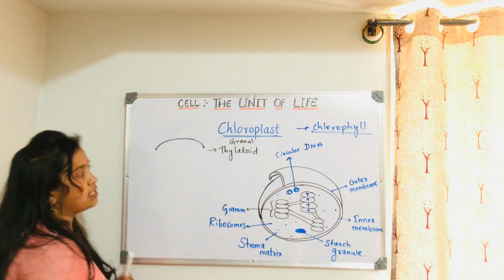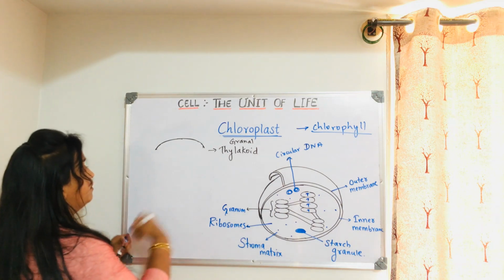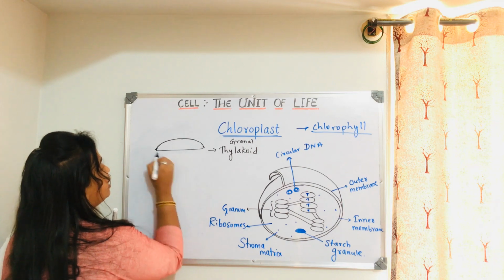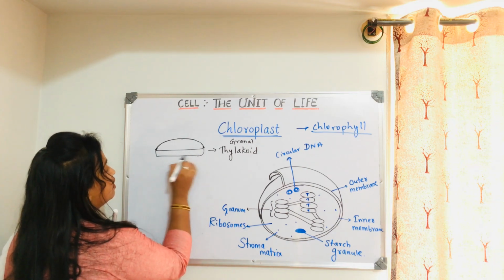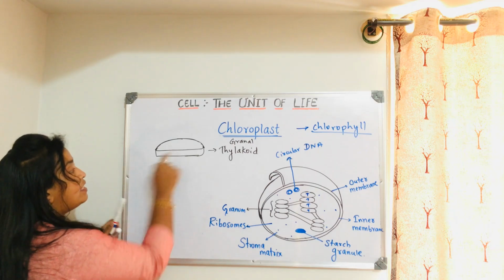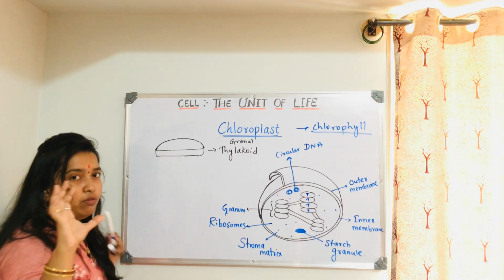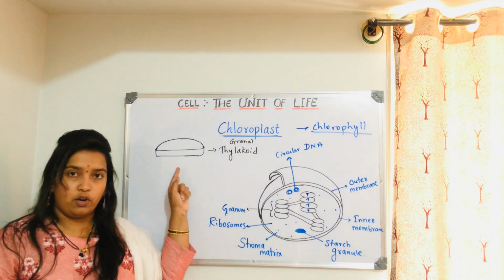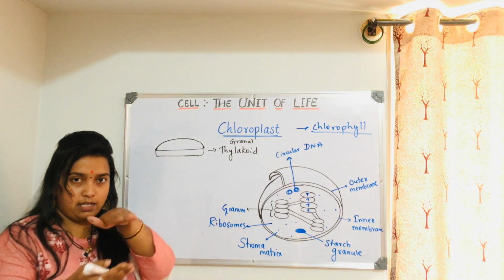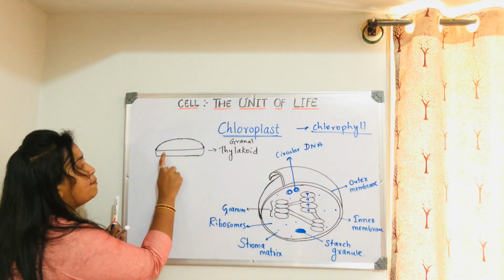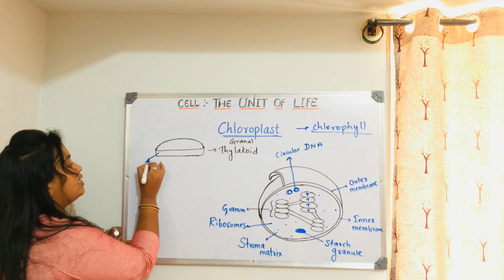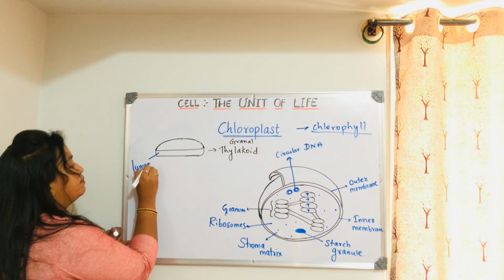Now, if you take a section of this thylakoid, what you will find? What you will find? When you take a half section, it looks like this, right? Now inside this, can you imagine, what is this? This is thylakoid. And if you take the section of the thylakoid, you will find some space inside the thylakoid. This space is called lumen.